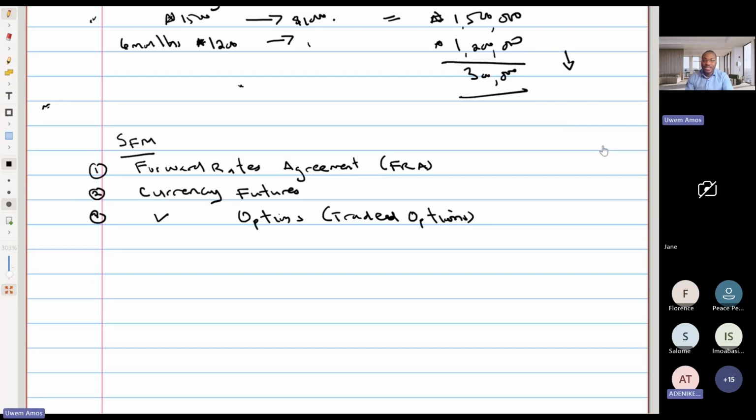Which as a general term, it's also referred to as traded options. And finally, for the purpose of the SFM exams, you need to learn how to protect yourself using currency swaps. Okay, so those are the methods you need to know with regards to currency.